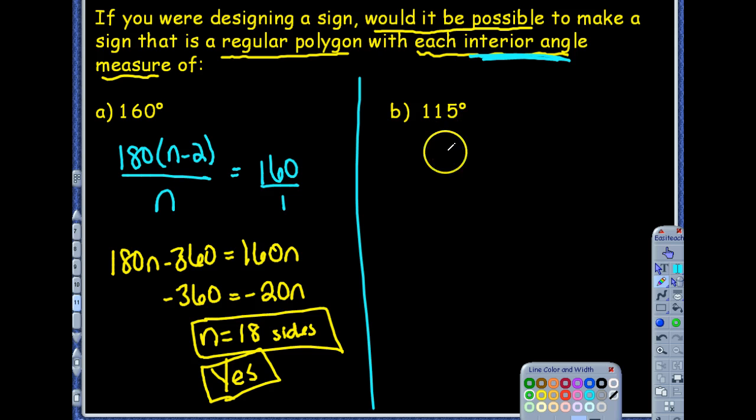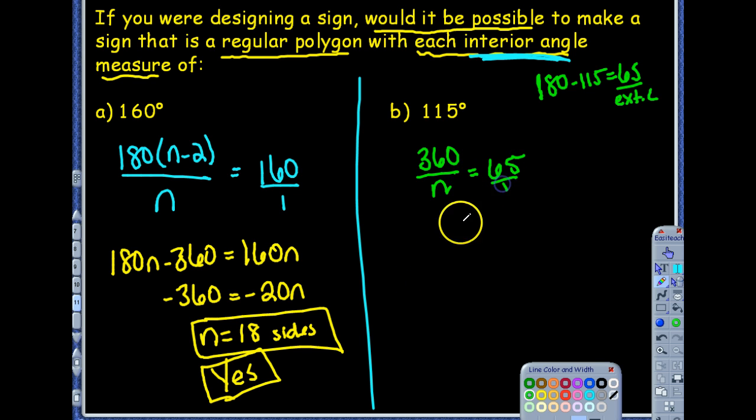Okay, here's what I would do. I'm going to try a different approach. I'm going to find the exterior angle. If 115 is the interior angle, if I do 180 minus 115, I'm going to get a 65-degree angle. That's for exterior. Now, I know in exterior angles, they all add up to 360 no matter what. And if I divide that by the number of sides, n, that gives you that 65-degree angle.